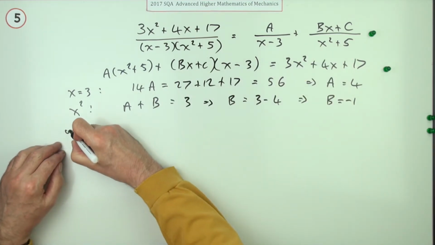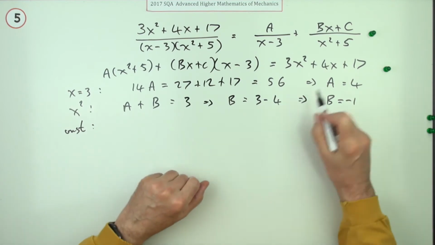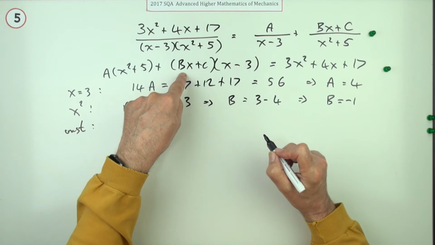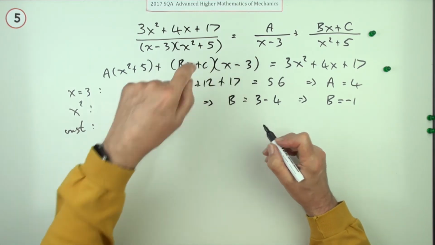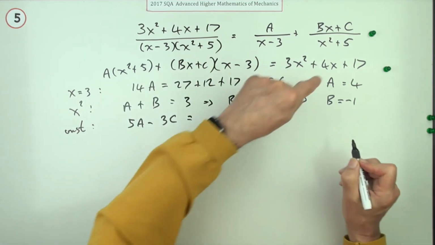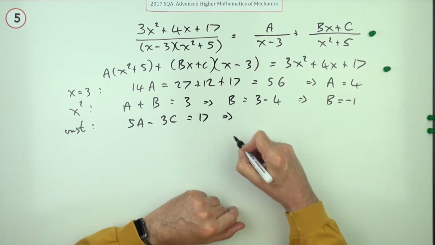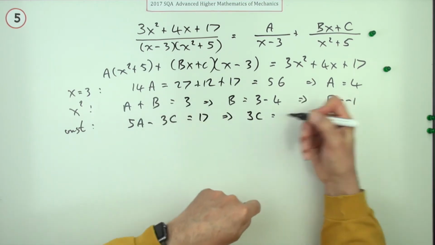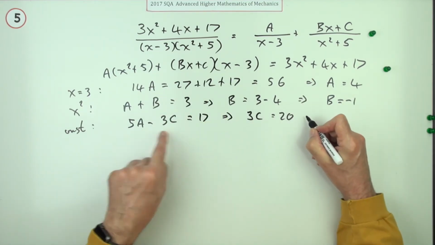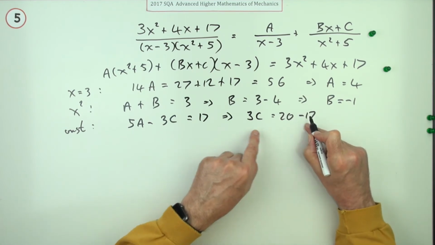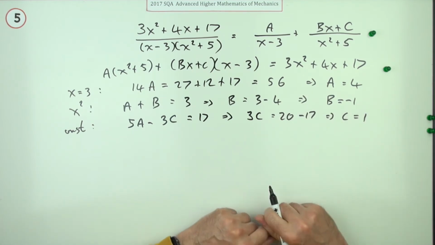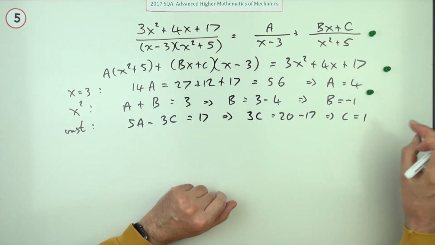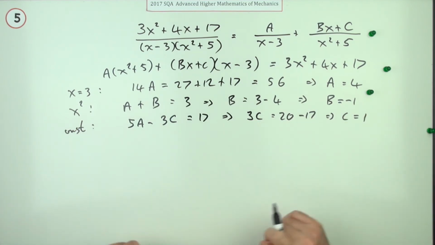Similarly, if I go for the constant term on both sides, I've got 5a. b can't produce it because it's stuck with an x, minus 3c should give the answer 17. Which means that 3c, taking it over, reading it this way, will be 5a's, which are 20, minus the 17, that's 3, divide by 3, c is 1. The way the marks went were, you got 1 mark for the first 2 of the constants, the other mark was for the remaining constant, and just putting it all back together.